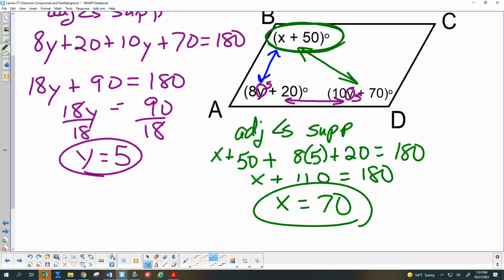You could have, and I'm not going to do it a second way, but it would have been just as good to say x plus 50 equals 10 times 5 plus 70. Opposite angles are congruent. Doesn't really make a lot of difference on that choice. Questions from anybody on what we have done today?